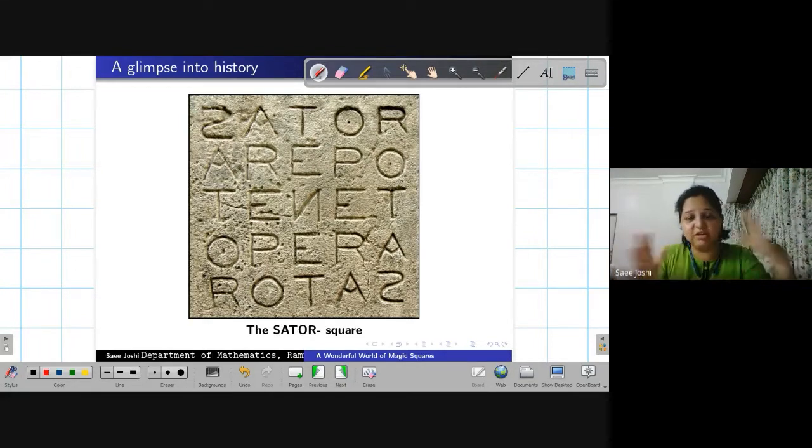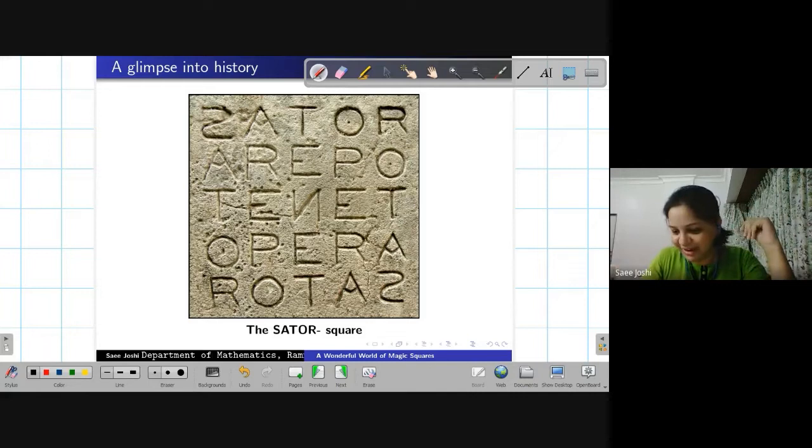So you can imagine the impact that this particular square had back then on the people, right? In fact, in many churches in France and Italy specifically, you will find this Sator, or sometimes it is called the Rotas square, engraved on churches. Okay, so this is one particular peculiarity where we have an occurrence of a lettered magic square.